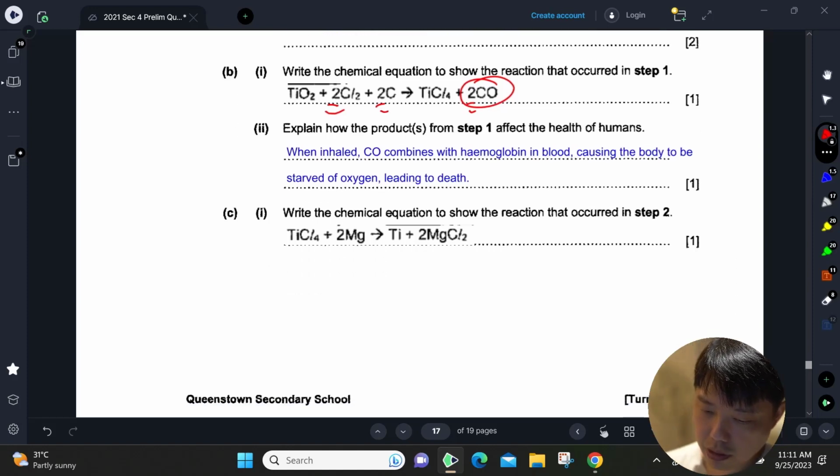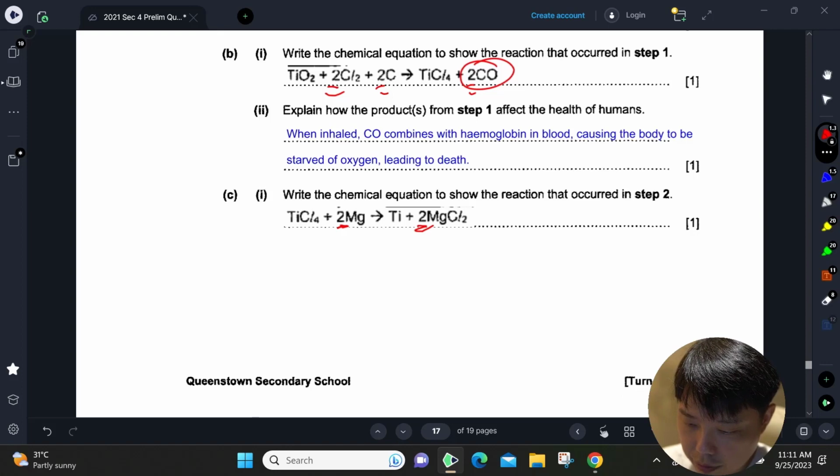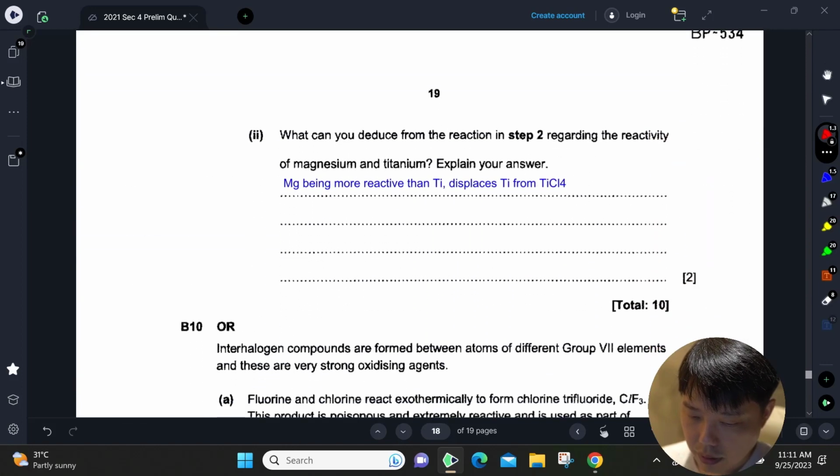Same thing for C1. I will leave you to balance this equation. The reactants and products are all described in the table. What can you deduce from the reaction in step 2 regarding the reactivity of magnesium and titanium? In step 2, magnesium displaces titanium from titanium tetrachloride. So magnesium is more reactive. Only a more reactive metal can displace a less reactive metal from its compounds.